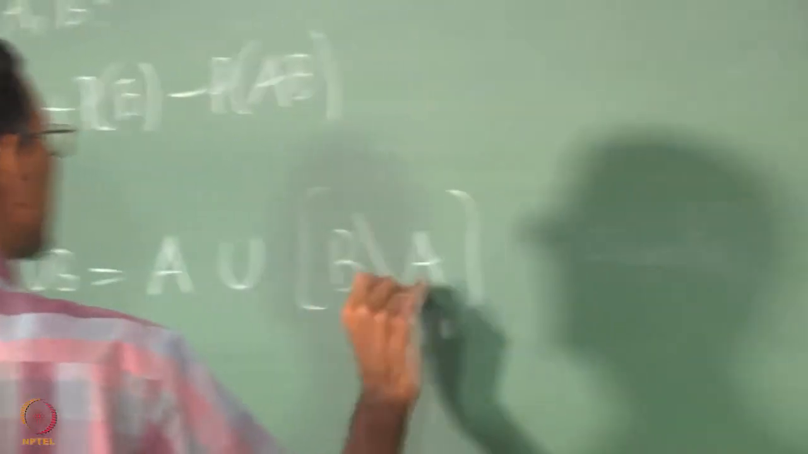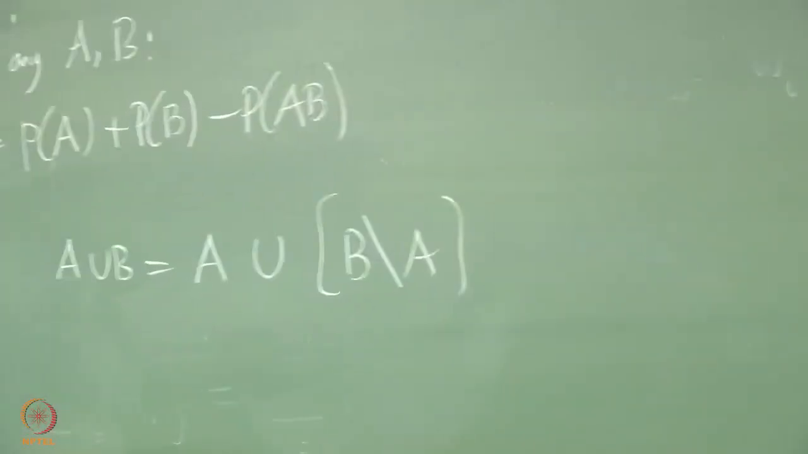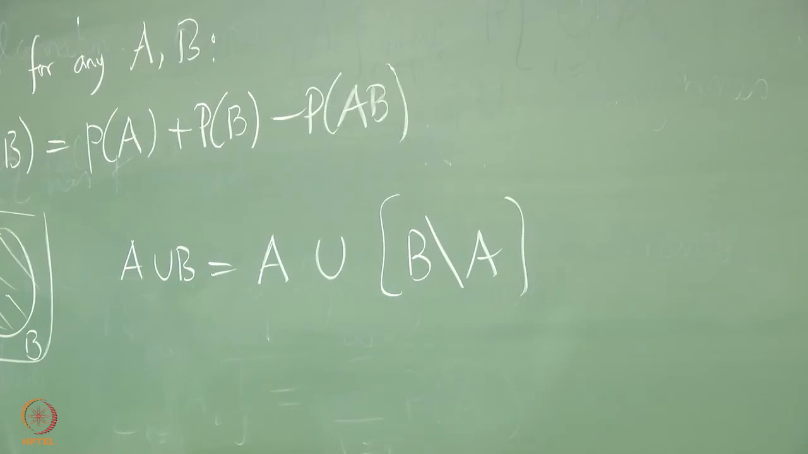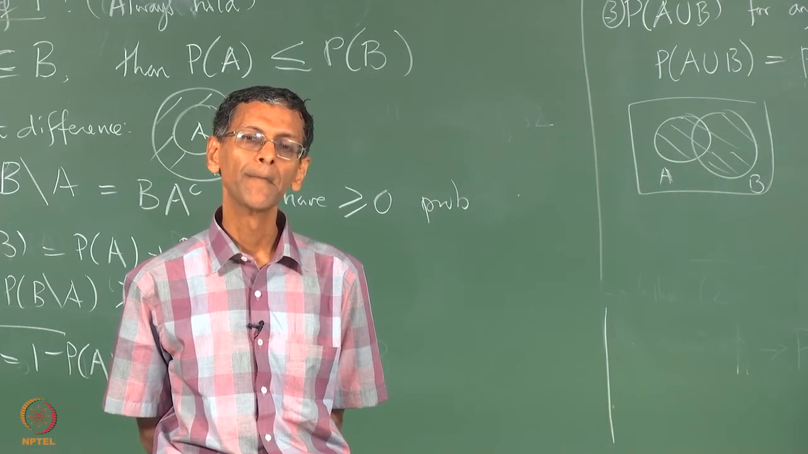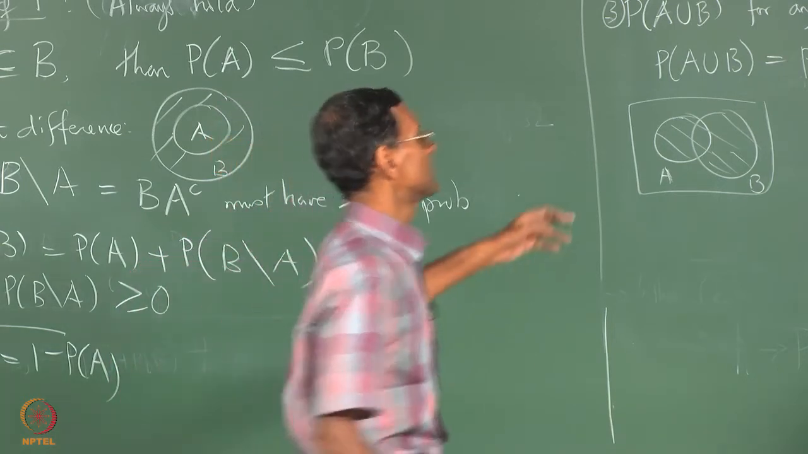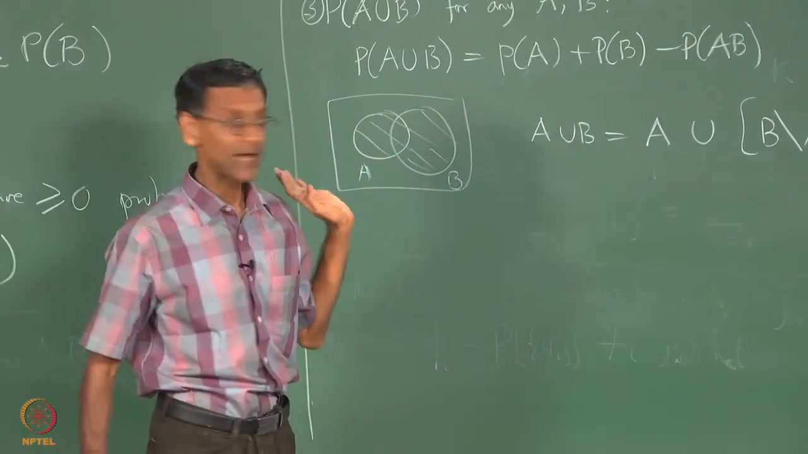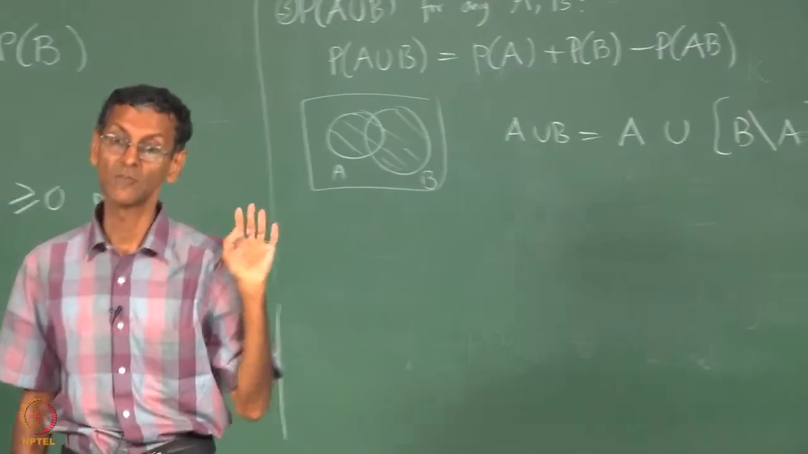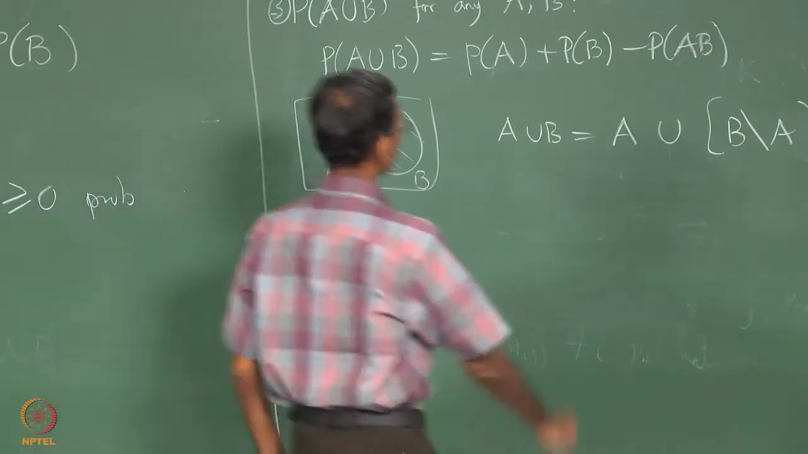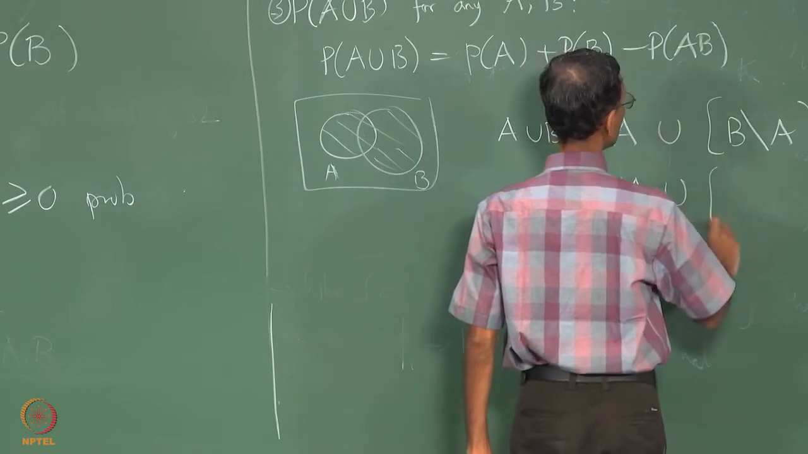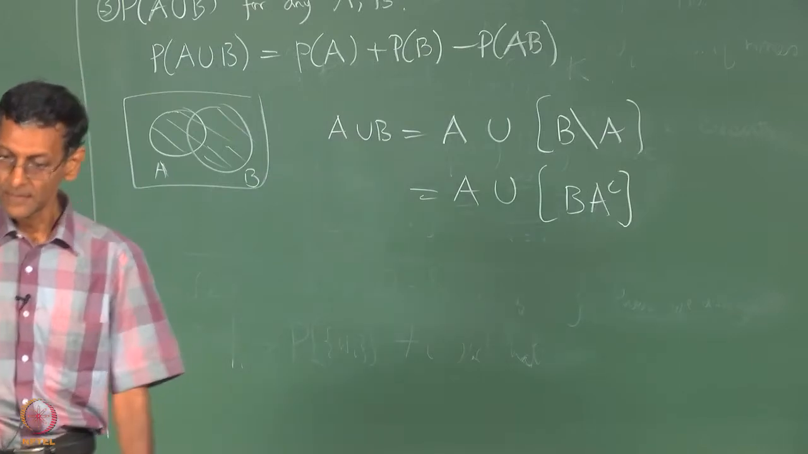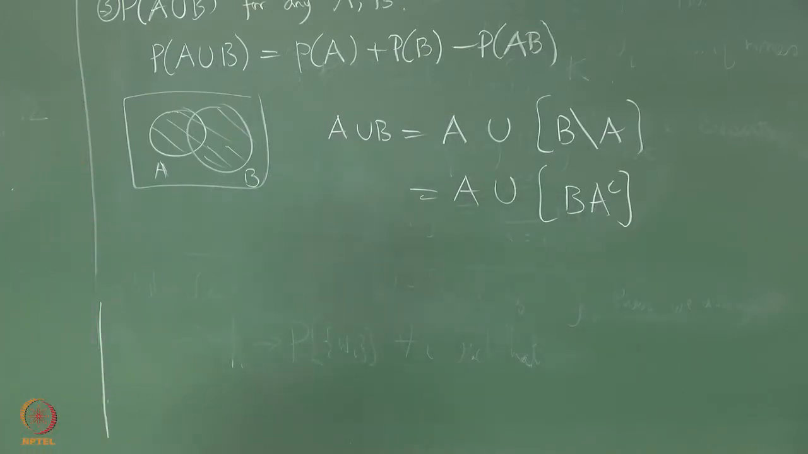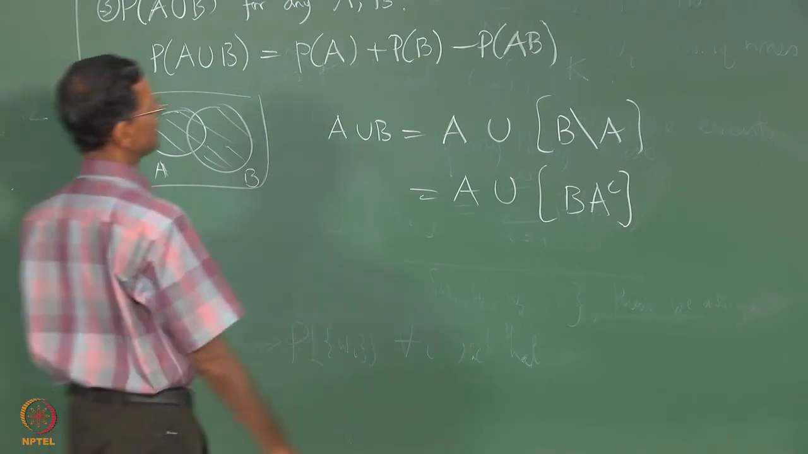So what is this set difference in general? It consists of all those points in B which are not in A. So this statement is always true, regardless of whether A is a subset of B or A is a superset of B. In other words, A union B is A union (B intersection A complement), which are mutually exclusive.